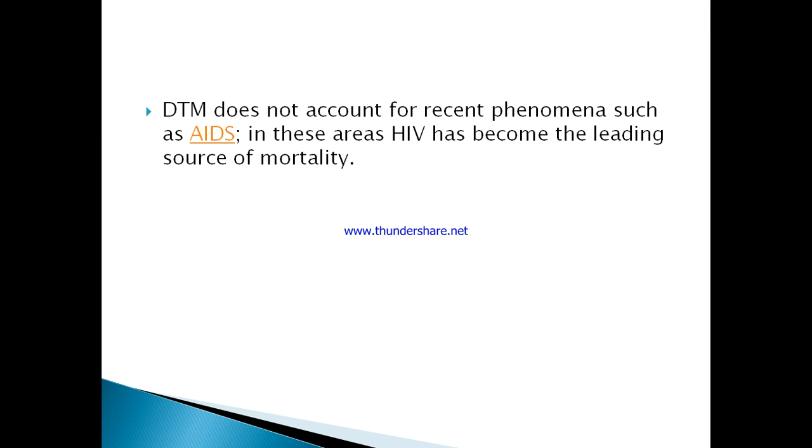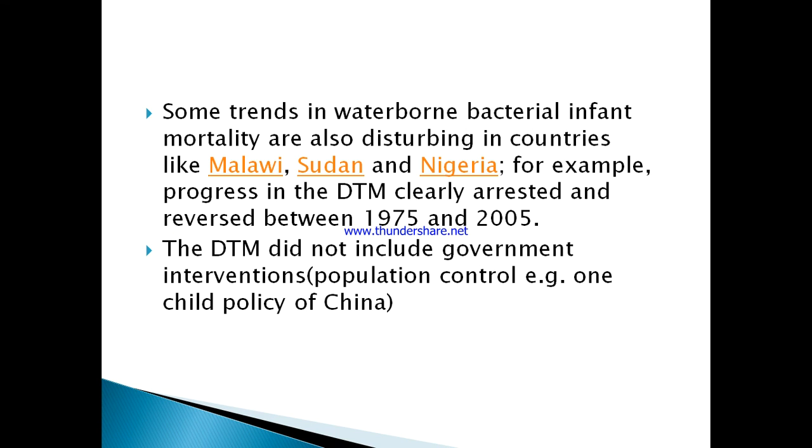DTM does not account for recent phenomena such as AIDS. In these areas, HIV has become the leading source of mortality. Some trends in waterborne bacterial infant mortality are also disturbing in countries like Malawi, Sudan, and Nigeria. For example, progress in the DTM clearly arrested and reversed between 1975 and 2005. The DTM did not include government interventions, that is the population control, as for example, one-child policy of China.